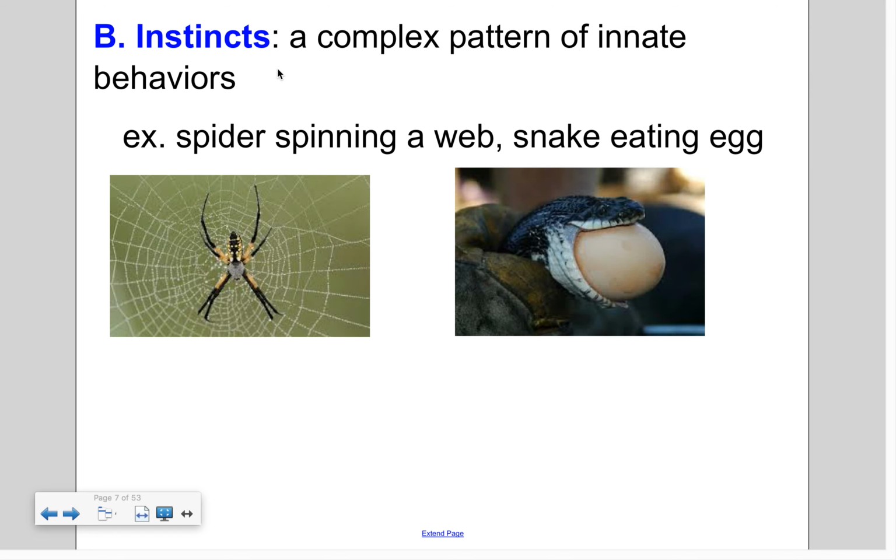Instincts are not reflexes. Instead, they are very complex. Like, how does a spider learn how to spin a web? How does a snake know that it can unhinge its jaw and eat an egg? So, lots of instincts.